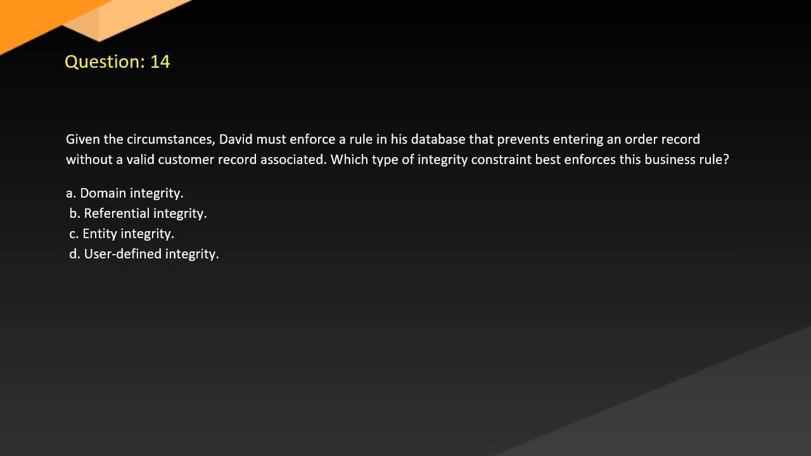Question 14. Given the circumstances, David must enforce a rule in his database that prevents entering an order record without a valid customer record associated. Which type of integrity constraint best enforces this business rule? A. Domain integrity. B. Referential integrity. C. Entity integrity. D. User-defined integrity.